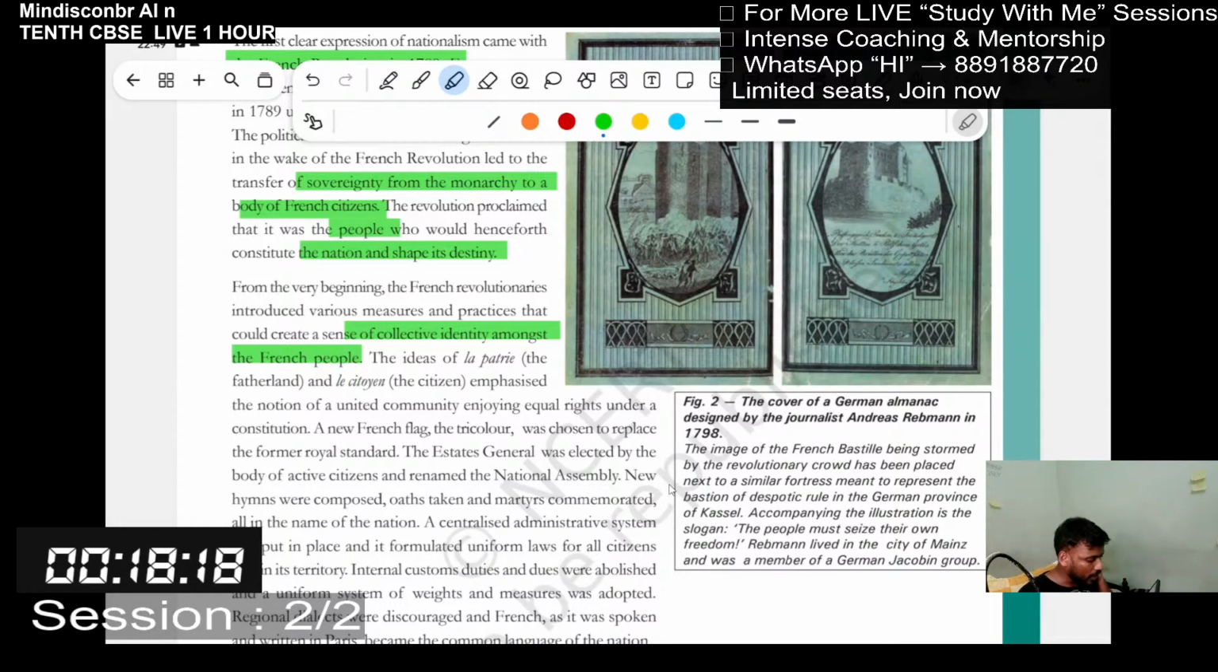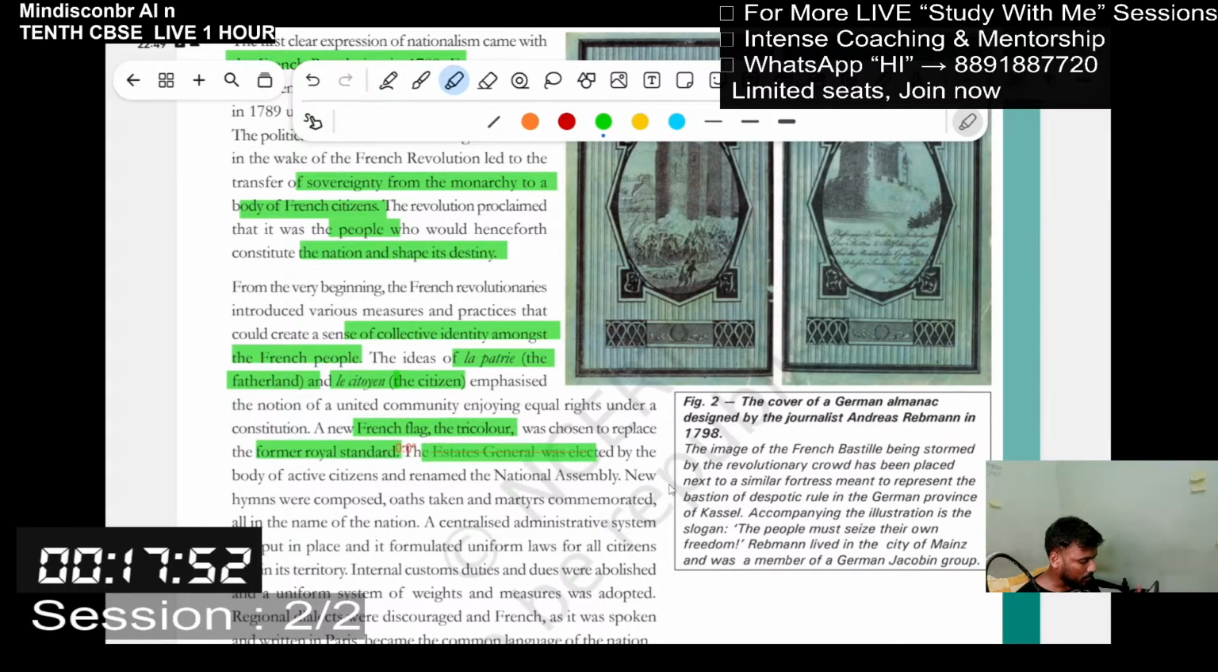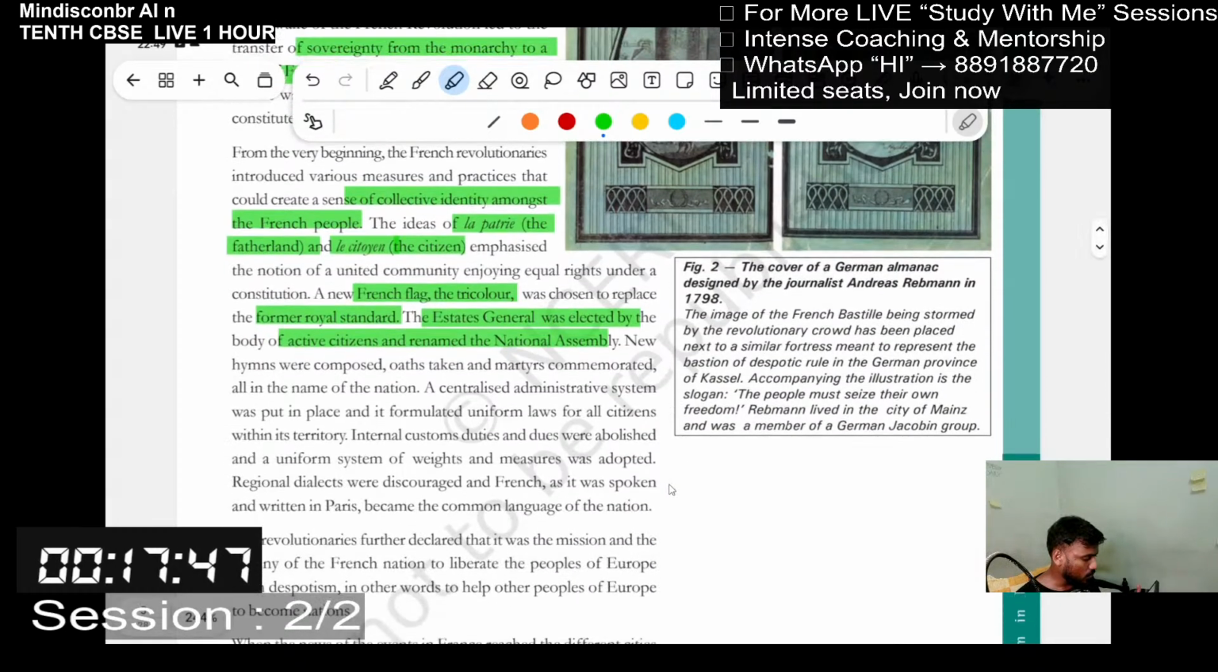The ideas of La Patrie, the fatherland, and Les Citoyens, the citizen, emphasized the notion of a united community enjoying equal rights under a constitution. A new French flag, the tricolor, was chosen to replace the former royal standard flag. The Estates General was elected by the body of active citizens and renamed the National Assembly. New hymns were composed, oaths taken, martyrs commemorated, all in the name of the nation.